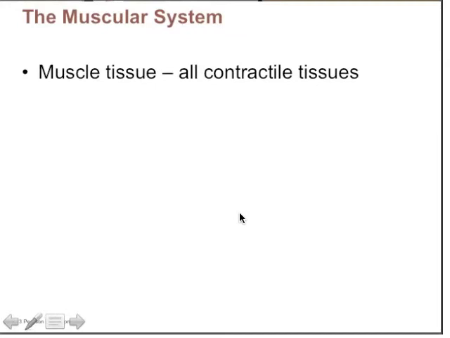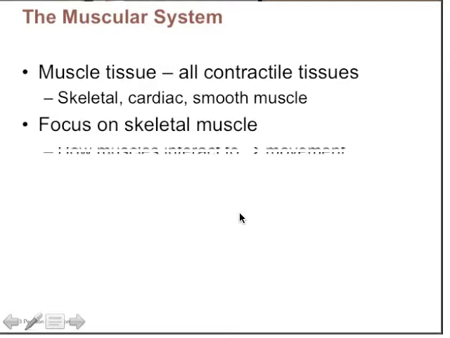So remember that muscle tissue is contractile tissue, and there's three flavors of muscle tissue: skeletal, which is attached to bone; cardiac, which is found only in the heart; and smooth muscle, which is found in the walls of organs like the stomach, the small intestine, in the walls of blood vessels and lymphatic vessels, and is under involuntary control; and cardiac muscle, which is also under involuntary control. Skeletal muscle is essentially under the control of our voluntary action, so we tell it what to do. So we're going to focus on skeletal muscle in this chapter.